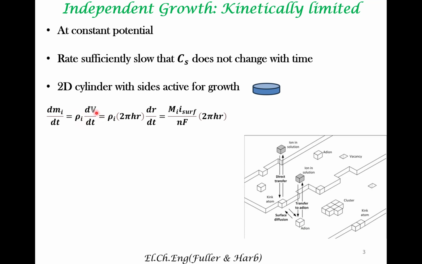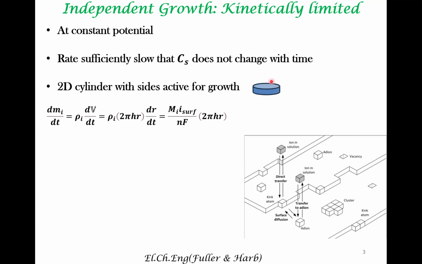So you can decompose this term as an area term times dr/dt. So the area of this cylinder is 2πh, h is the height, times r, that gives you the area.